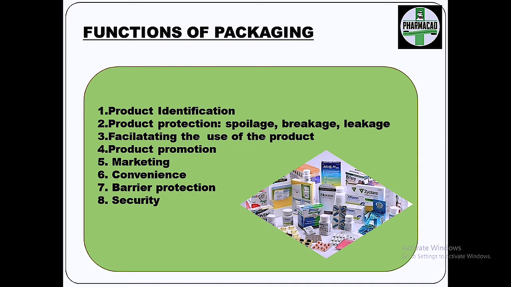Next we have what are the functions of packaging. Basically we have 8 major ones, there could be many more, but these are the 8 that I summarized. The first and the most important is product identification. What that means, as I told you, is that product identification or brand equity is to mark a particular product as being of a particular brand, right? I just gave the example of Novartis.